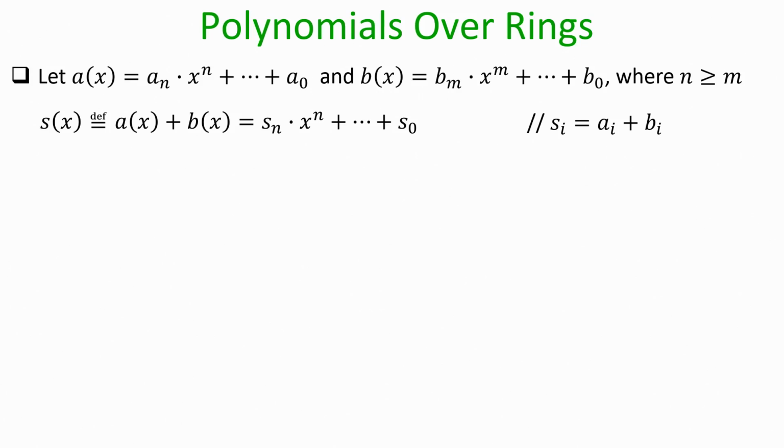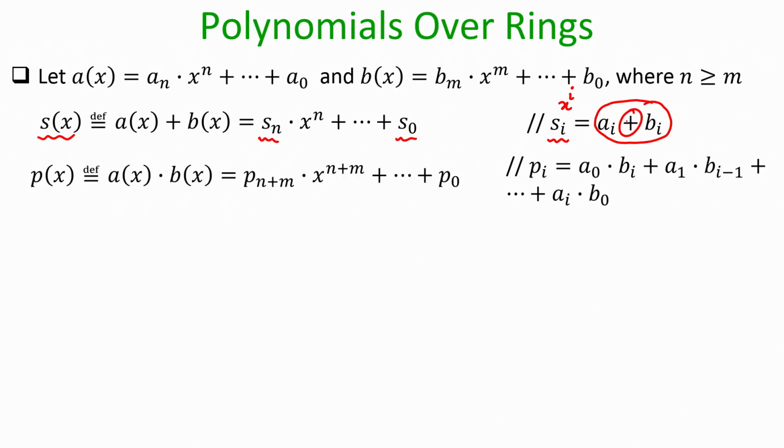If I denote S of x to be the sum polynomial, then let us denote the coefficients of this sum polynomial to be S of n minus 1 up to S of 0, and it turns out that the coefficient of x power i, which is denoted by S of i, will be nothing but the summation of the coefficient of x power i in the A polynomial and the coefficient of x power i in the B polynomial, where the plus operation is over the ring. In the same way, if I denote P of x as the product polynomial, and if I denote the coefficients of the product polynomial as P of n plus m, P of n plus m minus 1 up to P of 0, then it turns out that the coefficient of x power i will be this expression, where all the dot and plus operations are over the ring.